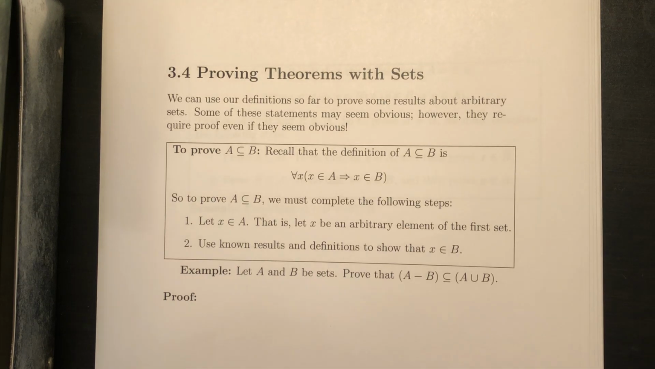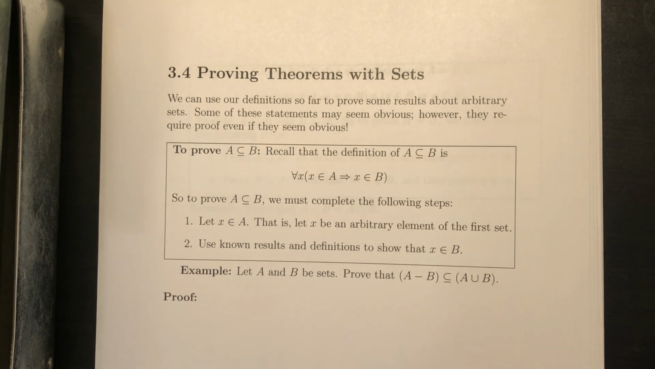So we've now reached section 3.4, which has to do with proving theorems involving sets. Some of these statements that we're going to prove here seem obvious, especially if you draw a Venn diagram, but they require proof even if they seem obvious. And the way that we're going to prove them is really just an exercise in knowing the definitions of all these various set operations and set relationships.